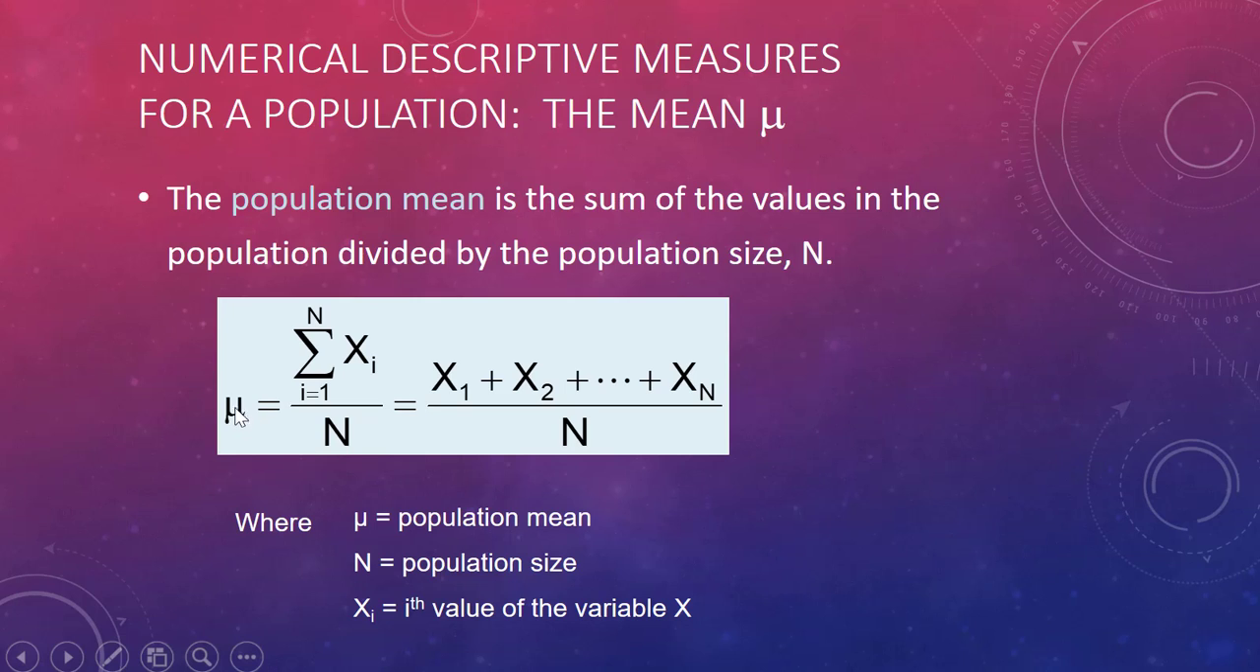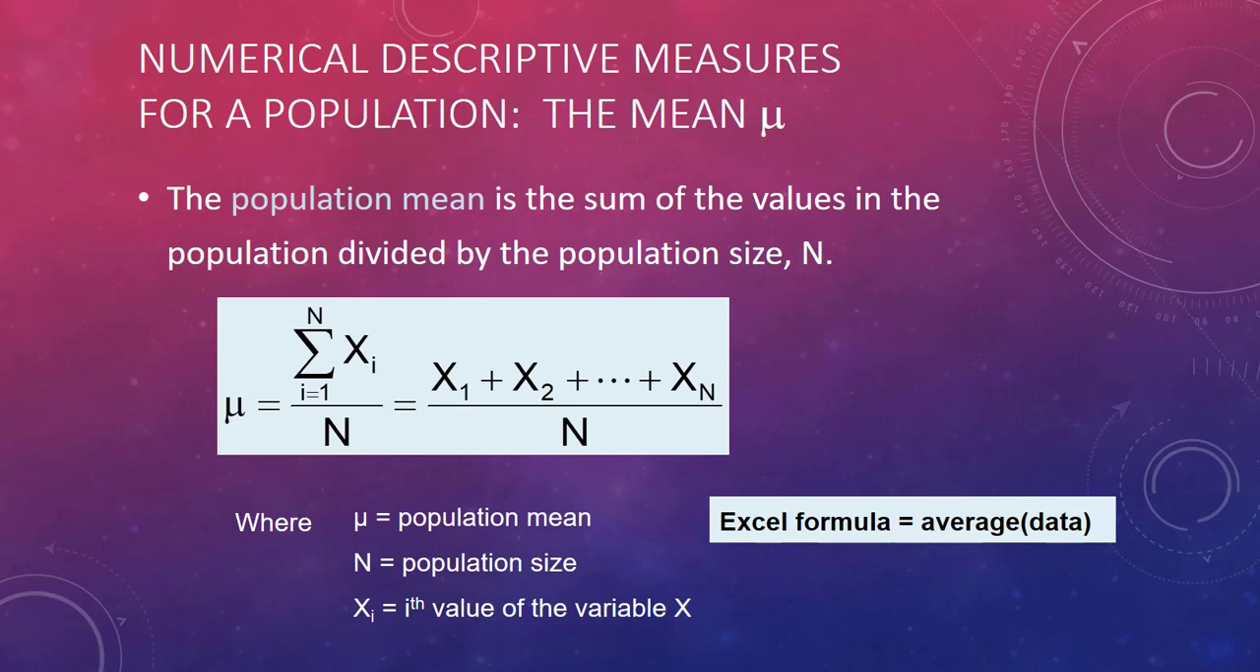Where mu here is our population mean, N is our population size, and these xi's right here refer to all of the values, or if you will, the xi here is the ith value in the variable x. The Excel formula for this is just the same as for the sample, it's just equals AVERAGE.